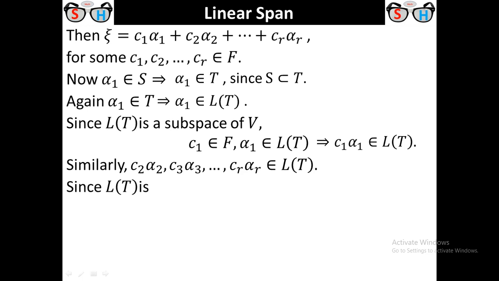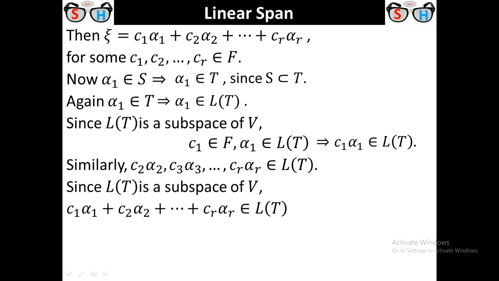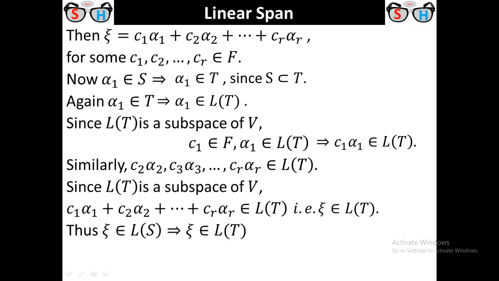Again, since L(T) is a subspace of V, then c1 alpha 1, c2 alpha 2, c3 alpha 3 and cr alpha r in L(T) must imply that c1 alpha 1 plus c2 alpha 2 plus c3 alpha 3 plus dot dot cr alpha r belongs to L(T). This expression is actually xi, therefore xi is in L(T). Thus, we see that xi in L(S) implies that xi is in L(T). Therefore, every element of L(S) is an element of L(T). So, we can conclude that L(S) is a subset of L(T). Hence, the theorem is proved.